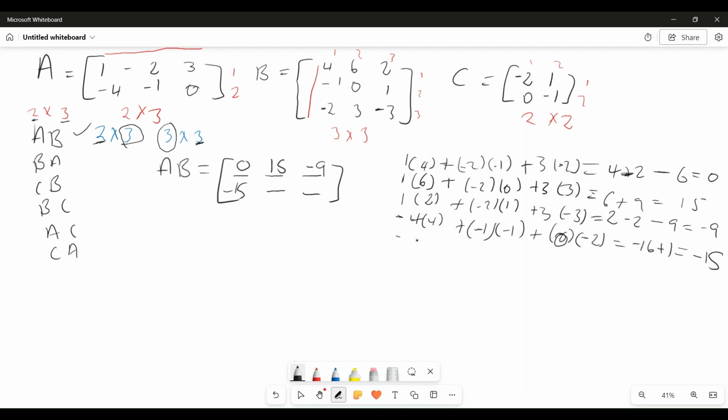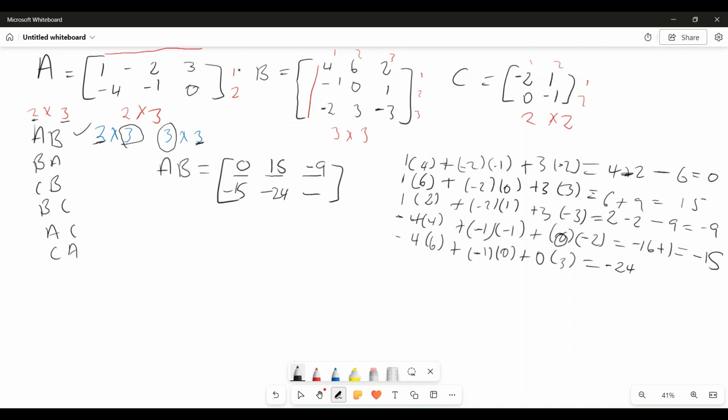So that is minus 4 multiplied by 6 plus minus 1 multiplied by 0 plus 0 multiplied by 3. So this falls away, and what we are left with is minus 4 by 6. That is minus 24. So on this entry here, we are going to get minus 24.